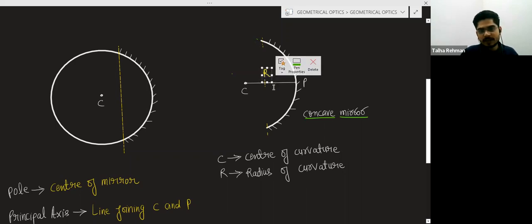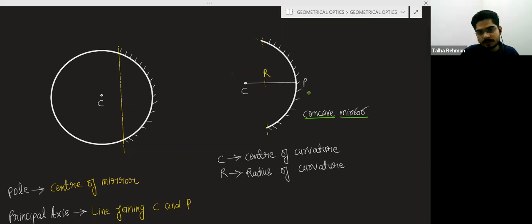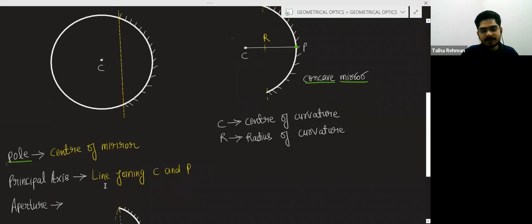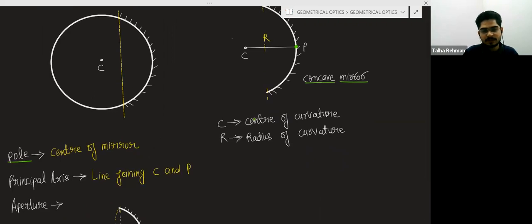Here is another point, the pole. The pole is the center of the mirror, not the center of the sphere. The line joining the center and the pole is known as the principal axis. So this line CP is the principal axis.